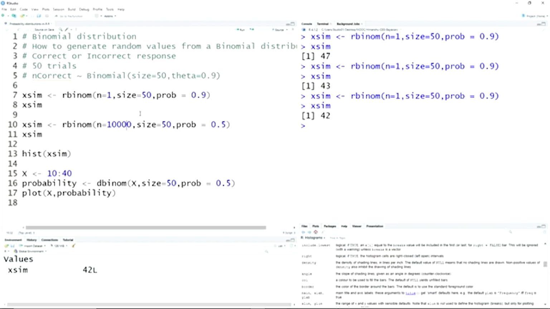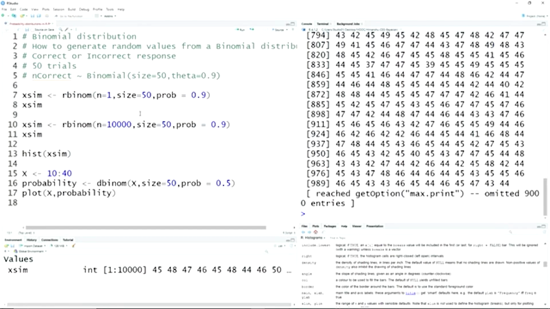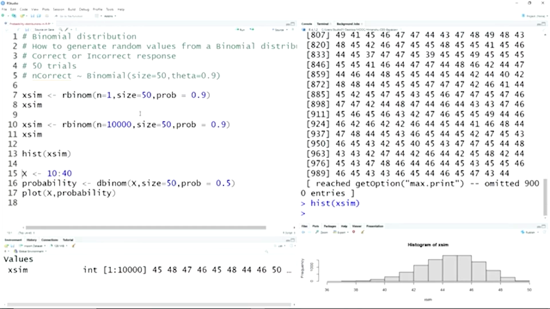Here I'm not simulating these experiments one by one, but I'm simulating 10,000 experiments in a single line of code. I'm assuming that the number of correct responses in each experiment has a binomial distribution with sample size 50 and underlying probability of success, let's say, 0.9. Let's see what happens. When I simulate this, I get 10,000 values, one for each experiment, and when I draw a histogram of all these values, I get a histogram like this.